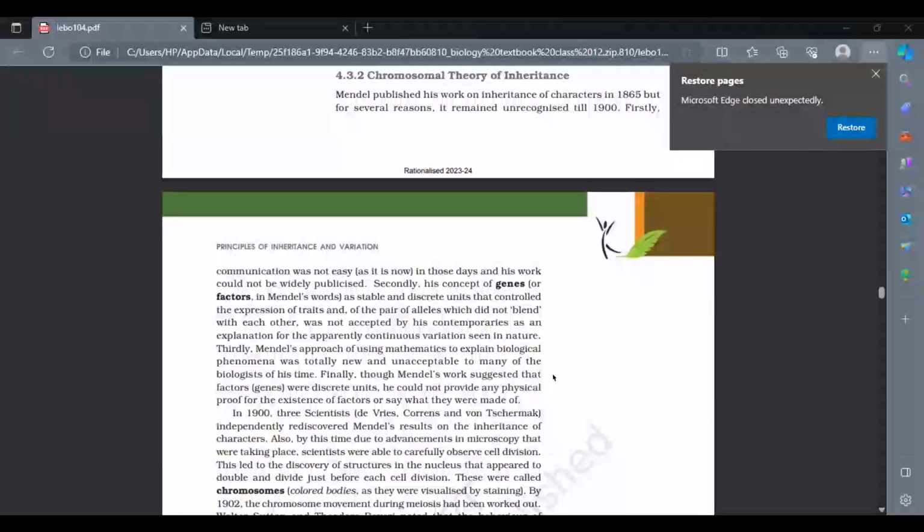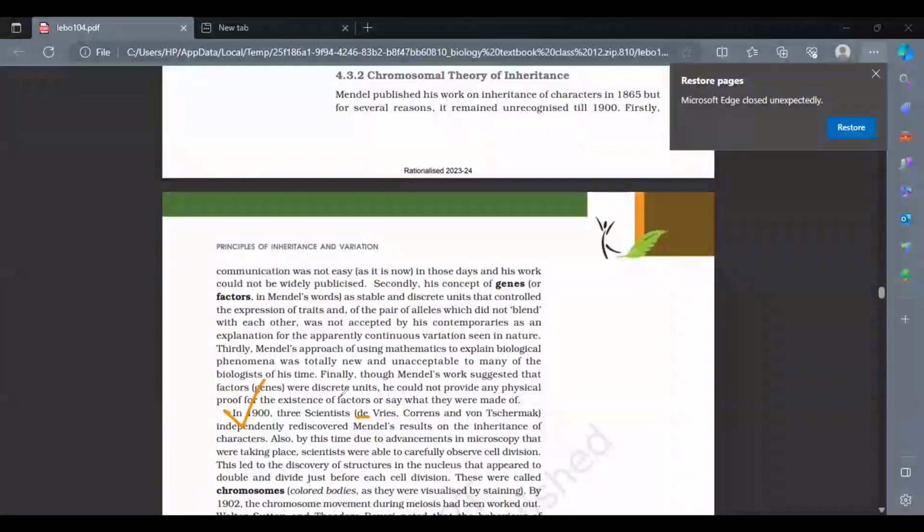The third thing is that Mendel's use of mathematical calculations to explain a biological phenomenon was again not acceptable during that time. So obviously, the whole of Mendel's work was restudied and rediscovered, and it was in the year 1900.